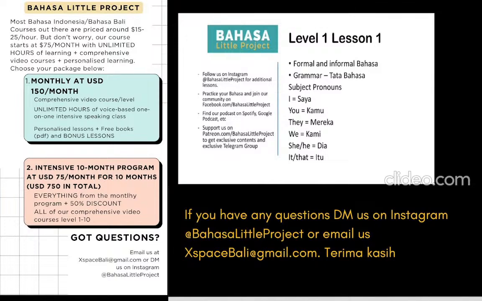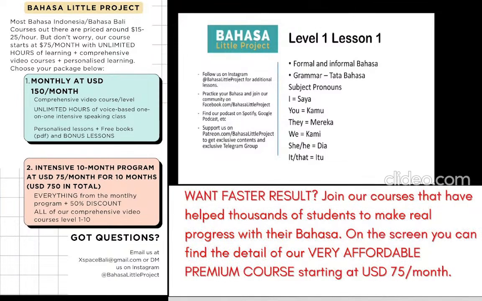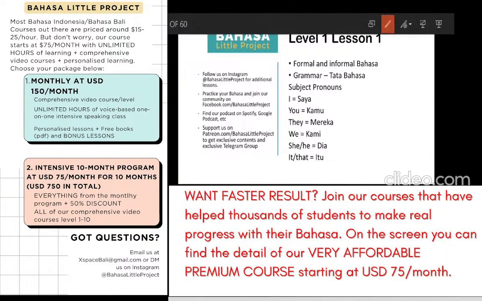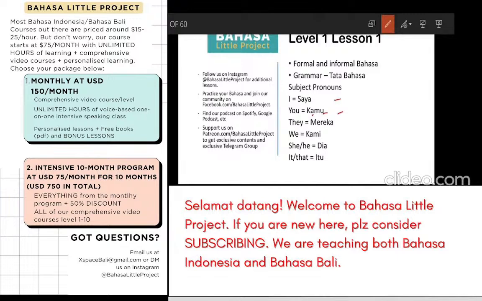Like number one, how do you say I? I is saya. Okay, I is saya. So it is not very complicated. So saya, I. And then how do you say you? You is kamu. So ka and mu. So you have kamu. And then how do you say they?